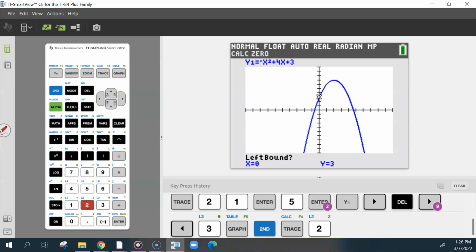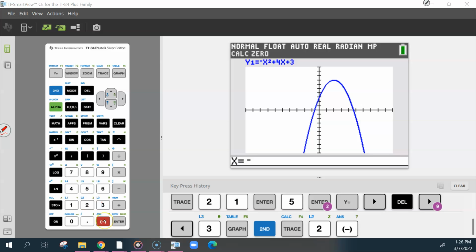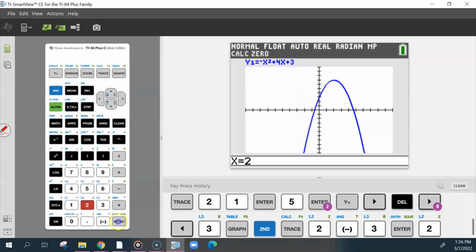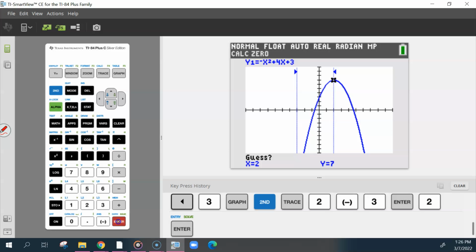We need some number to the left of, it doesn't matter which one we choose, but let's say we're doing this one first. We need a number left of this. Maybe 3. And then some number to the right of this, but that doesn't go past this one. 2 would work. Now we have boundary lines, and we can hit enter.